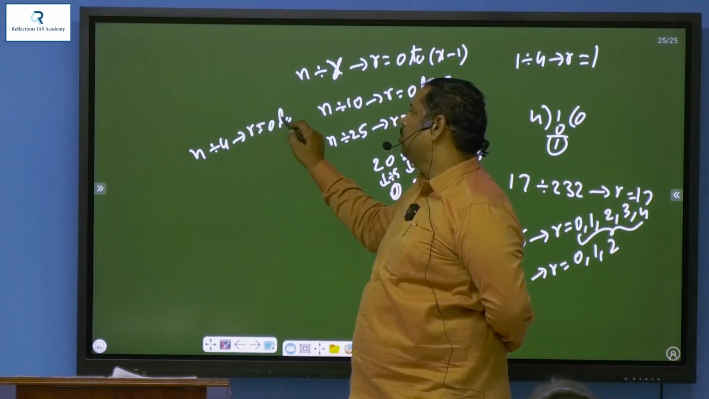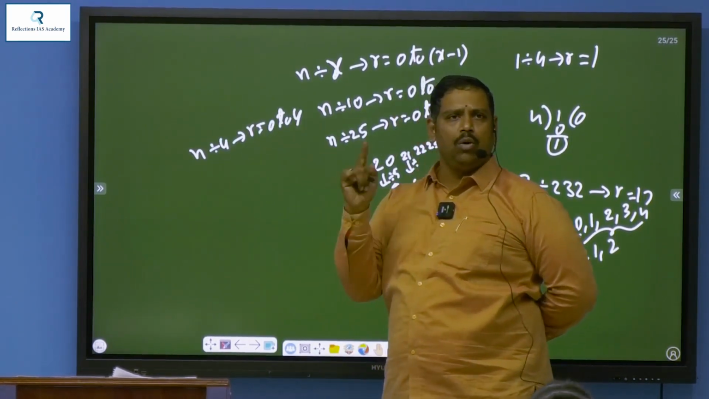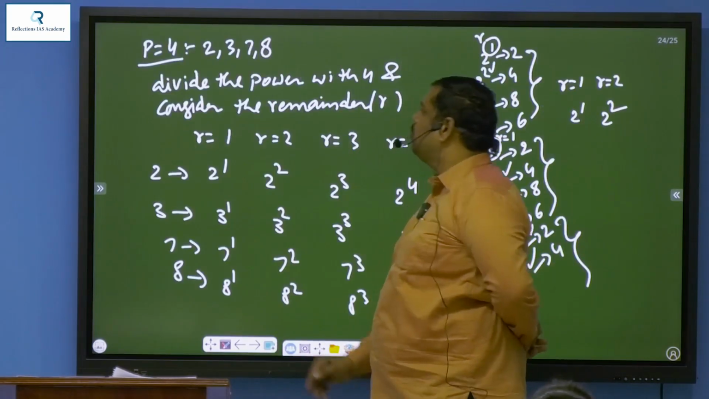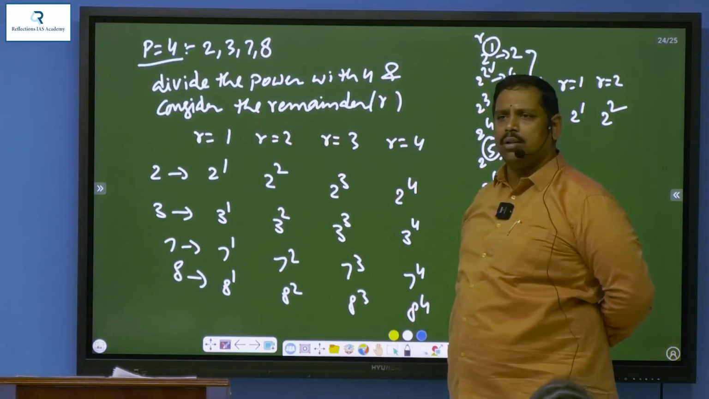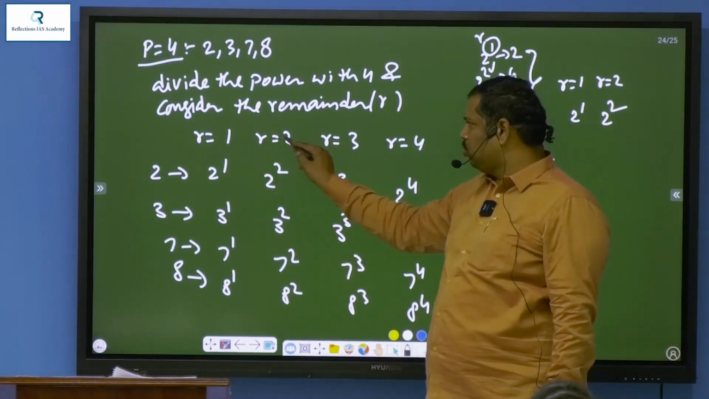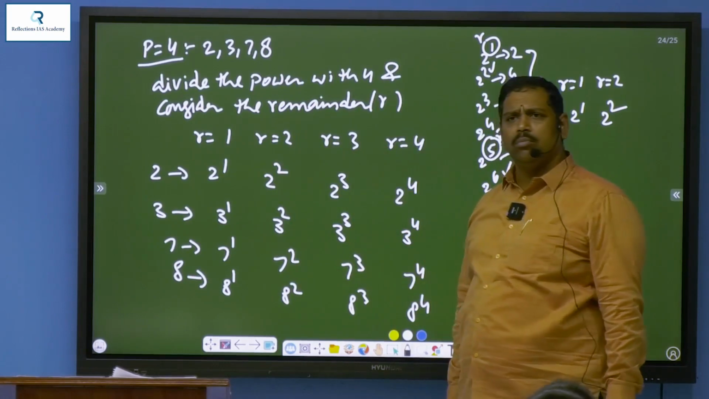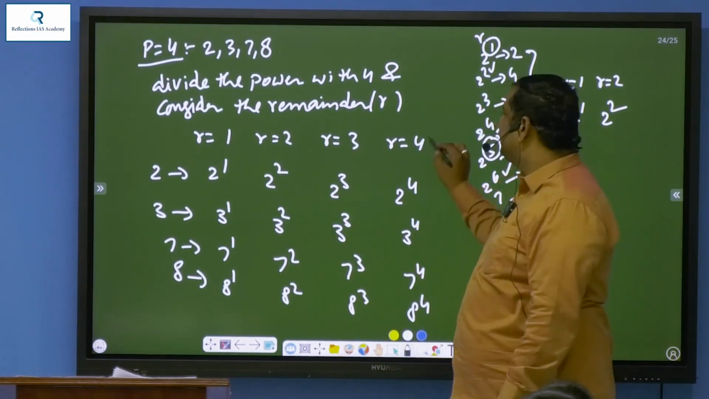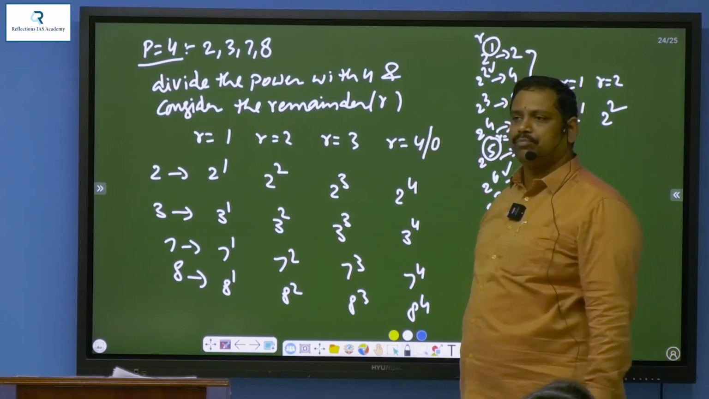0 to 4 means 0, 1, 2, 3. Yes or no? Okay. Sir, you are dividing the number with 4. The remainders are from 0 to 3 only, right or wrong? Okay, 1, okay, 2, okay, 3, okay. How did you get 4? You will get 4 or no 4? No 4. 0 we will treat it as 4.